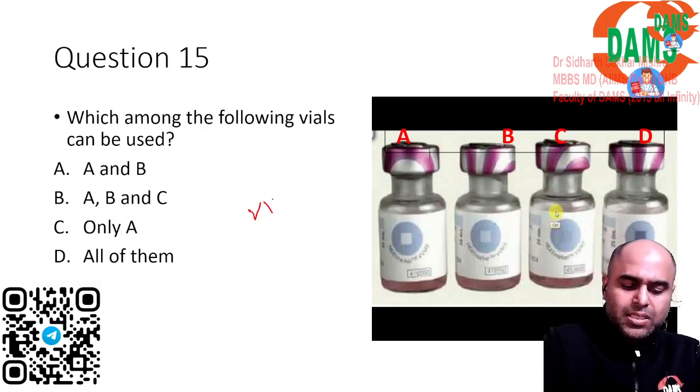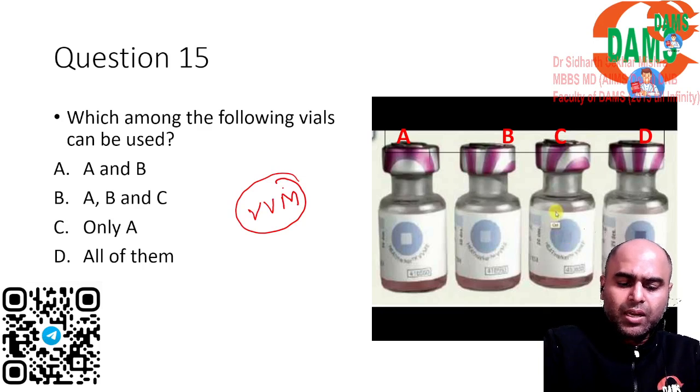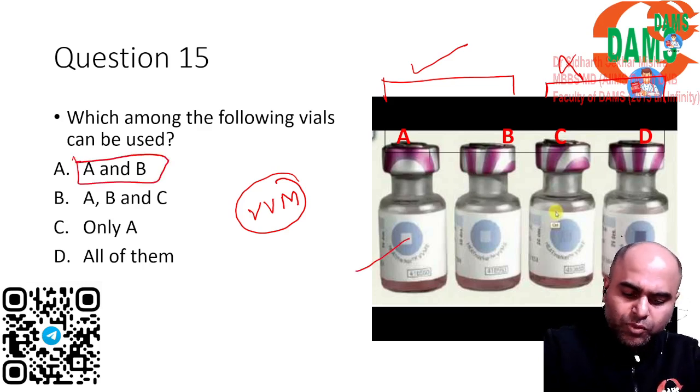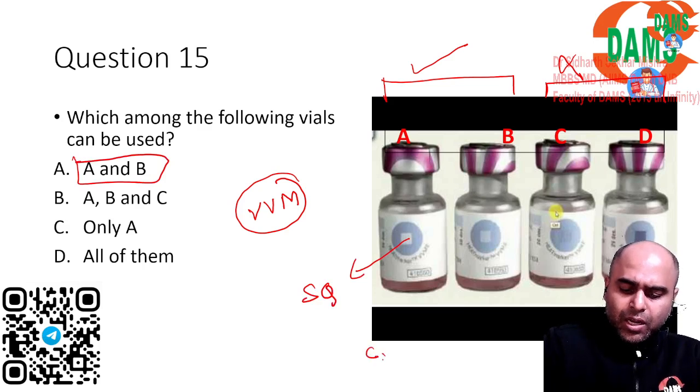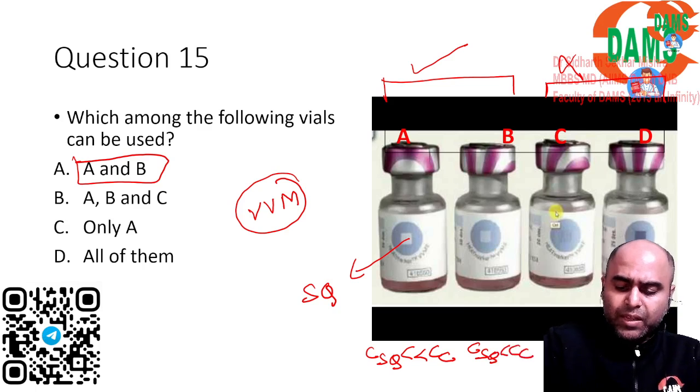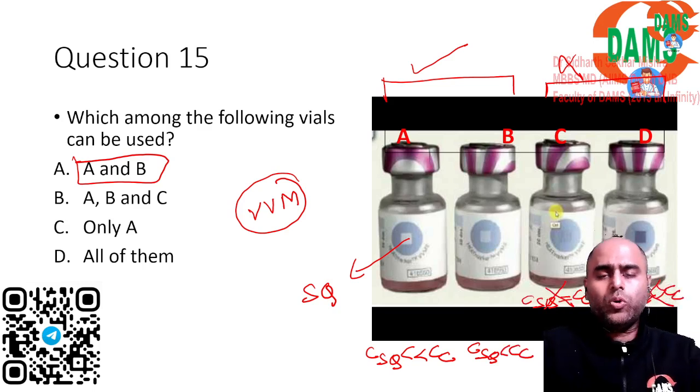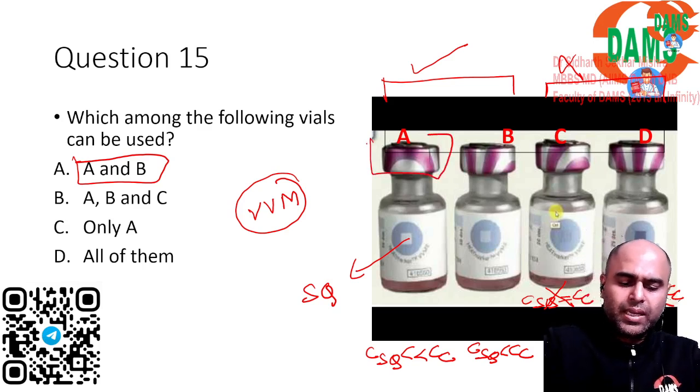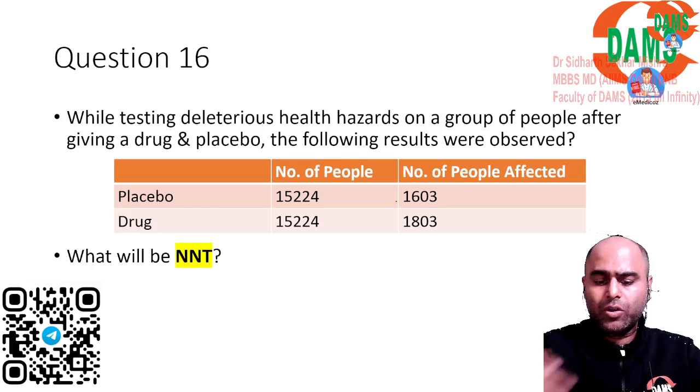This question is VVM, vaccine vial monitor. 1, 2 is usable. 3, 4 not usable. Which among the following is usable? A, B. Because you have to look into the color of square. The color of square, if it is less than color of circle, you will use it. But if the color of square becomes equal to the color of circle, don't use it. If color of square becomes more than the color of circle, still don't use it. Vaccine vial monitor tells you damage by heat. Important, it is present over here, or it can also be present over here.